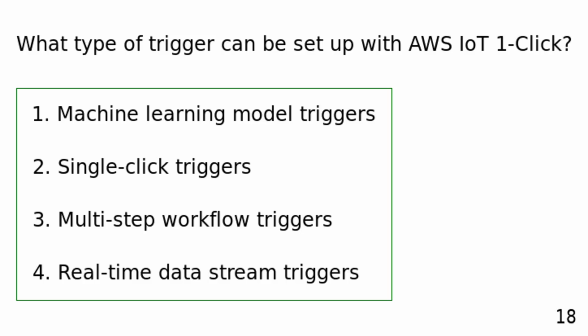What type of trigger can be set up with AWS IoT one-click? Machine learning model triggers. Single-click triggers. Multi-step workflow triggers. Real-time data stream triggers.